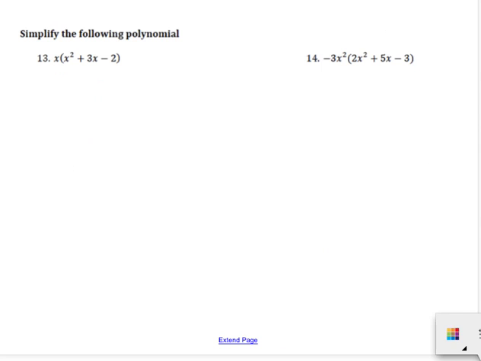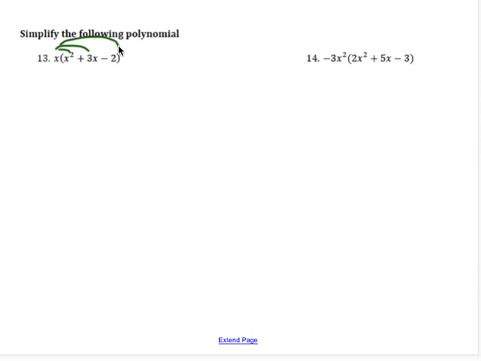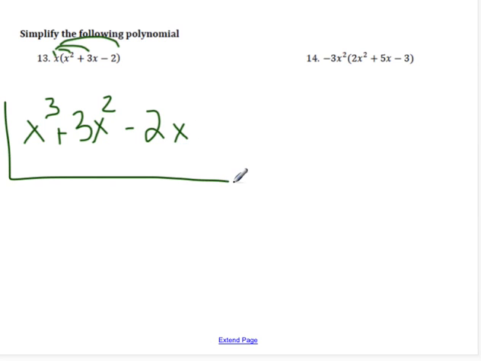Let's take a look at number 13. We see that that x is being multiplied on the outside. So we're going to go ahead and take that x and multiply it in. Now remember that that's x to the 1st power. So when we multiply that in, we need to add the exponents. So x to the 1st power times x squared, you add those exponents and you get x to the 3rd. Then I'm going to keep that 3 there. X to the 1st times x to the 1st is going to give me x squared. Negative 2 times x is going to give me negative 2x. So this right here is your final answer for number 13.